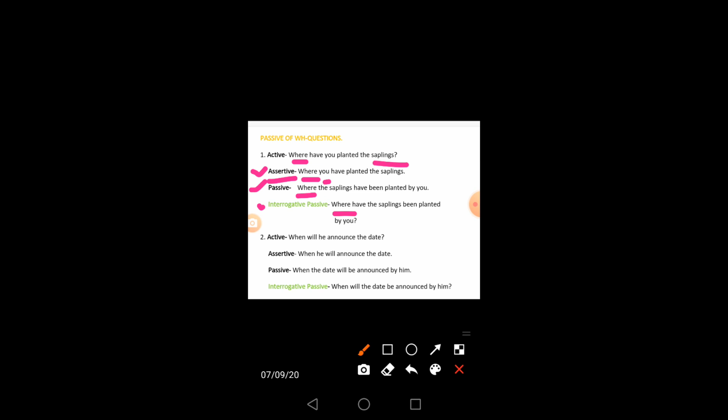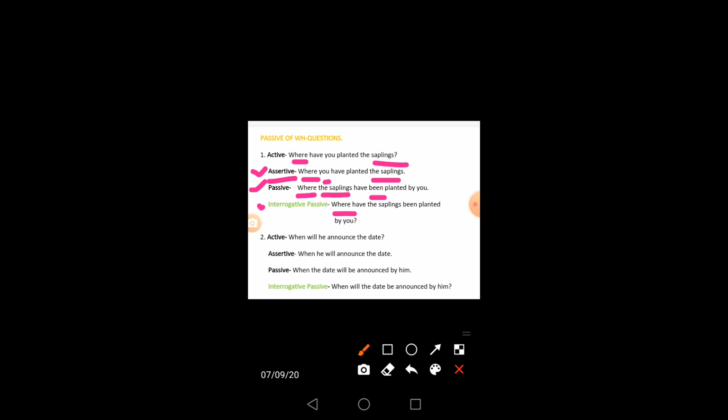Now in the second step you are changing this to passive. When you are changing this to passive, after the WH word where, as I have told you that it will not change its position, where is in its own place. And after that, as it is passive, have planted what? The saplings. So saplings will come here in place of the subject. So where the saplings have been planted by you. Why have been? Because it is passive, so after has or have, been is required.